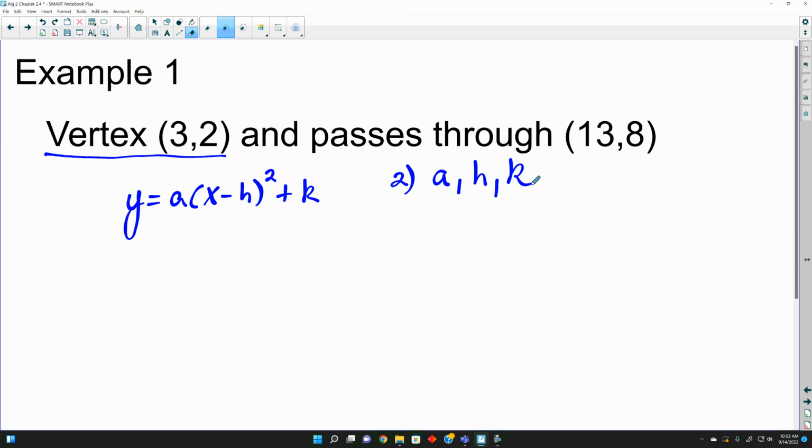So we just list a, h, and k for number 2, because those are the variables we need to find the value for. x and y will still be in the equation when we're done. We'll still have those. But the ones we need to input a value for or replace with a value are a, h, and k.